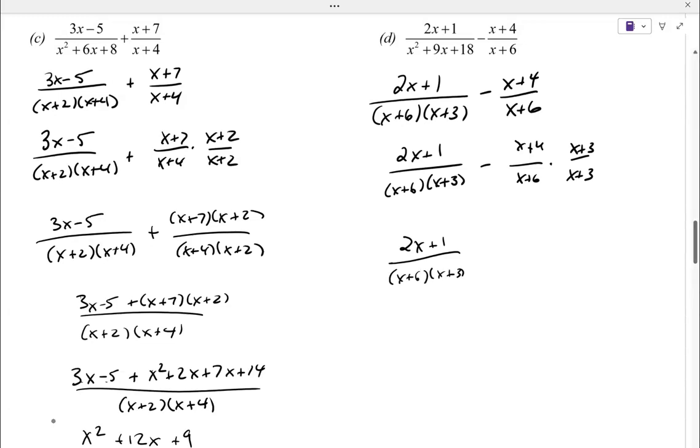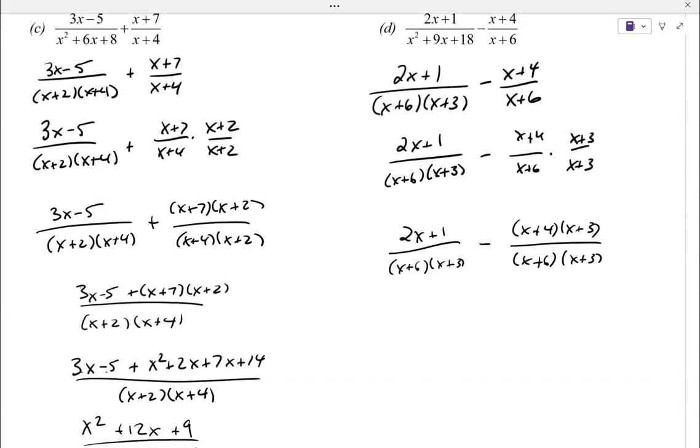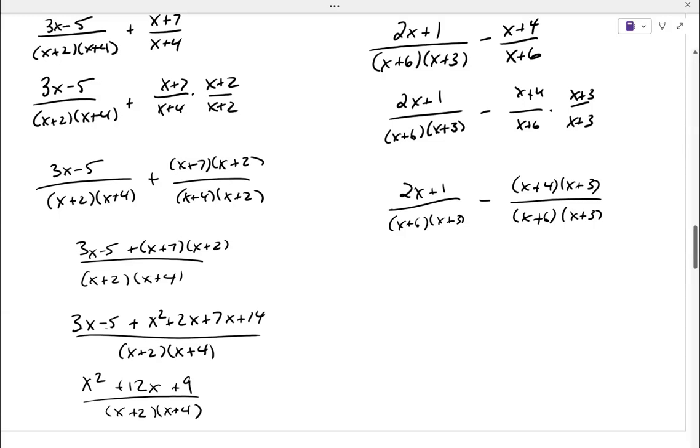And I'm probably putting more steps in here than you actually have to do. I'm just trying to make sure that we're all on the same page as we're going along here. So your second term becomes x plus 4 times x plus 3. Make sure that all gets multiplied together. And then it still has the same denominator. Now that we have the same denominator, what can we do? Combine them. Good.